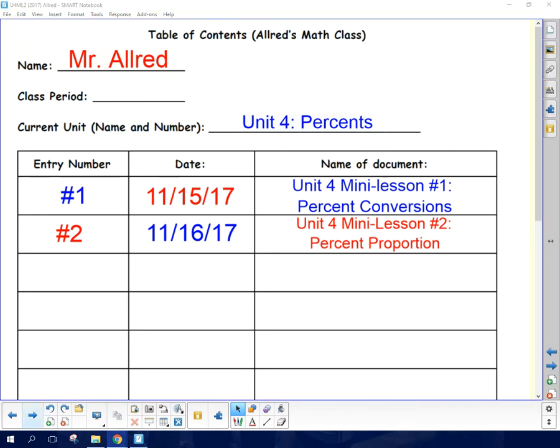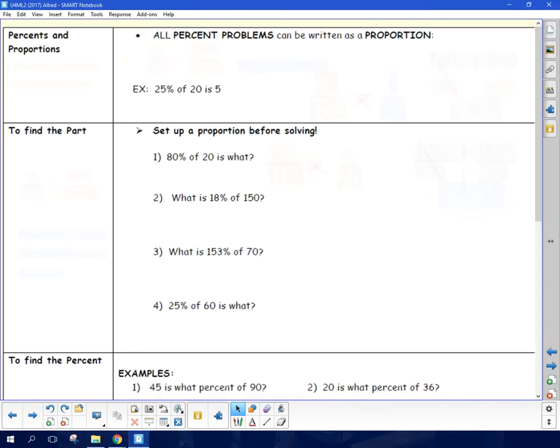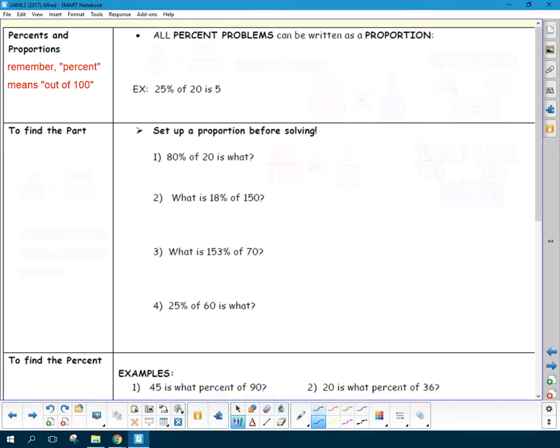All right. This is entry number 2. Please write down the top right-hand side of your page. Remember, in the first mini lesson, we said that the word percent means out of 100. So because of that, every percent problem that we ever see can be written as a proportion. What's a proportion? Tell Edpuzzle what you think it is right now. That's right. A proportion is 2 equal ratios.